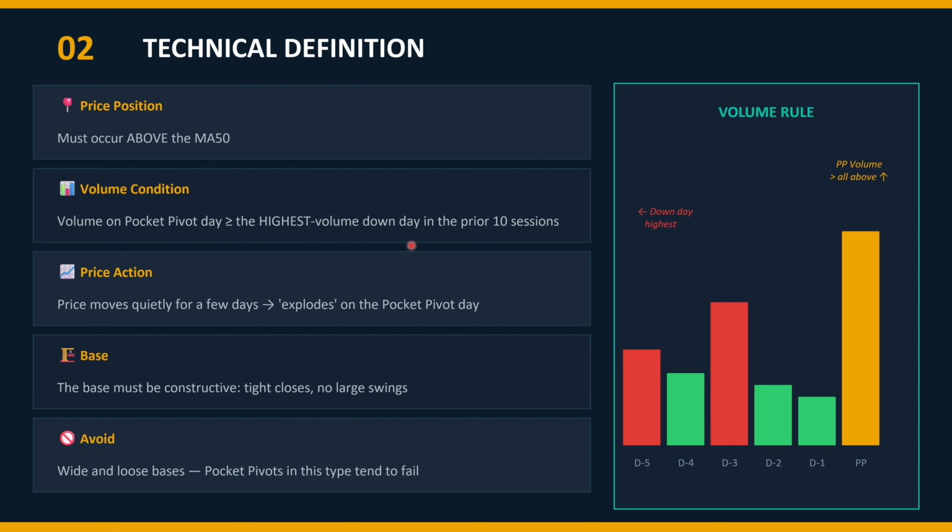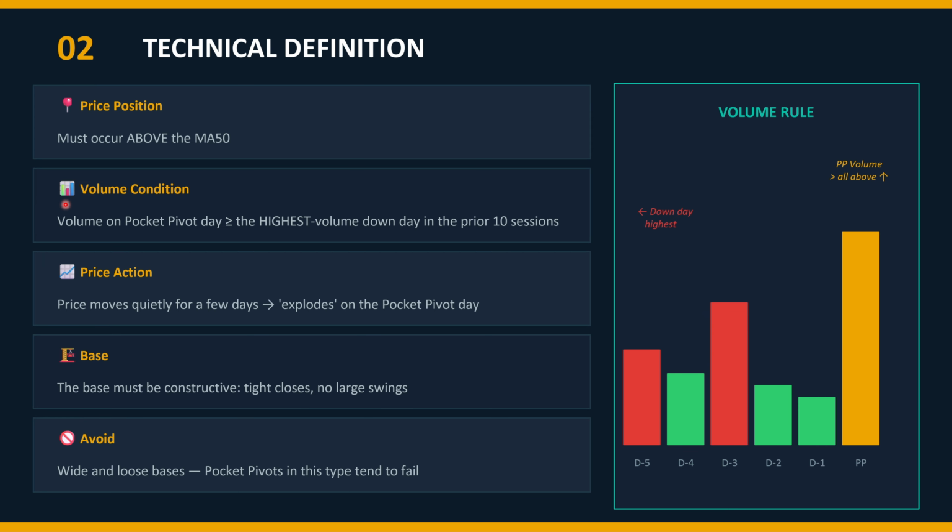Now let's get into the specifics. A pocket pivot has 5 core conditions. First, price must be above the 50-day MA. Except in rare cases, such as a market recovering from a severe crash, a pocket pivot is only valid when the stock is above the 50-day moving average. This is the dividing line between strength and weakness.